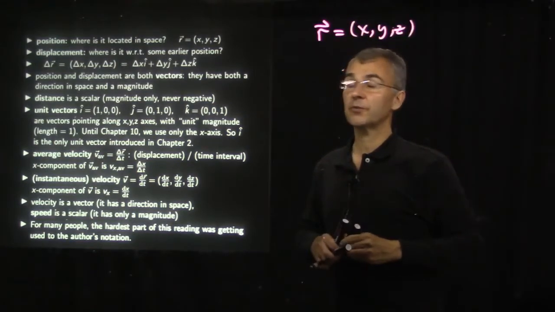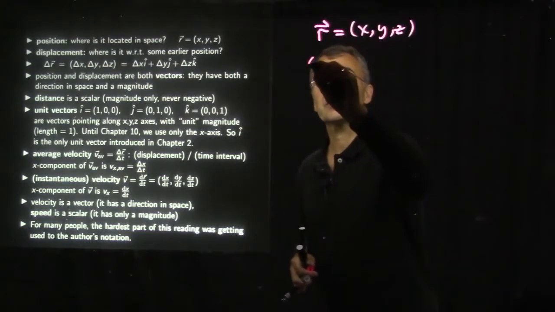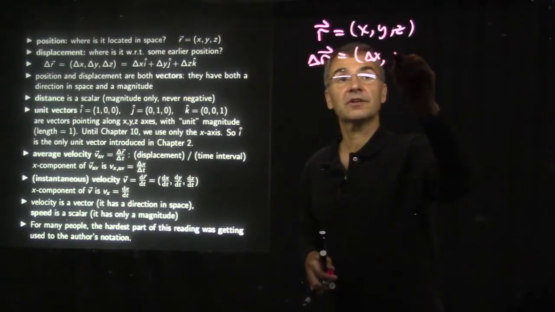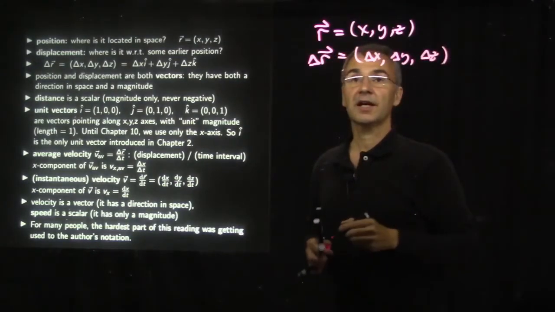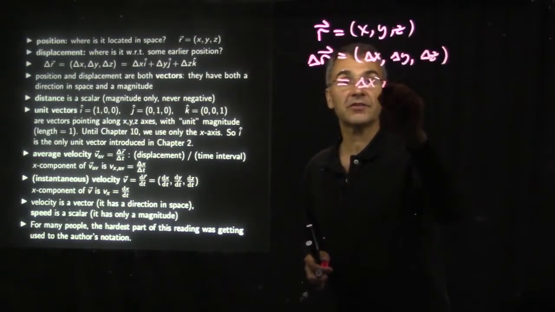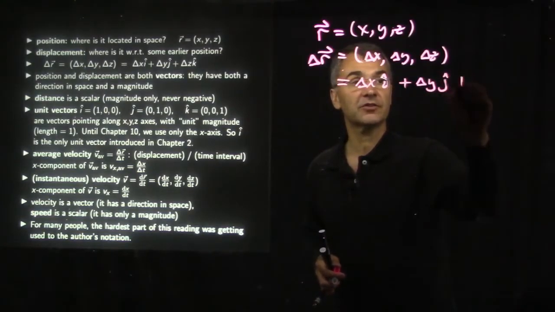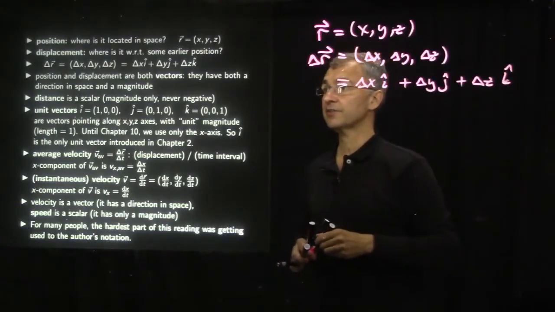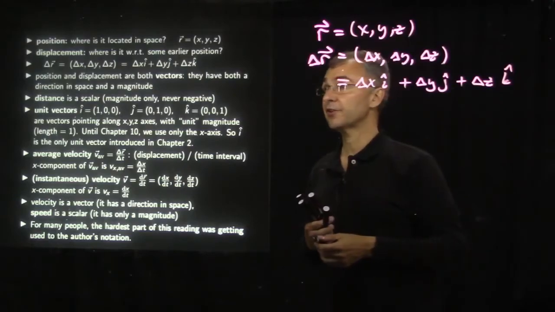Displacement is where it is with respect to some earlier position. So there's delta r. It has components delta x, delta y, delta z. And I guess if you wanted to, you could say this is delta x, and that's the i hat direction. And then you have delta y, and that's the j hat direction. Then you have delta z, and that's the k hat direction. Again, I don't really like the unit vectors either.